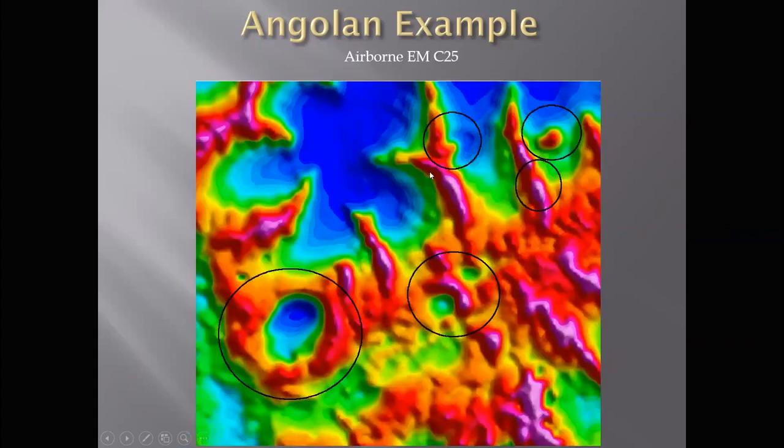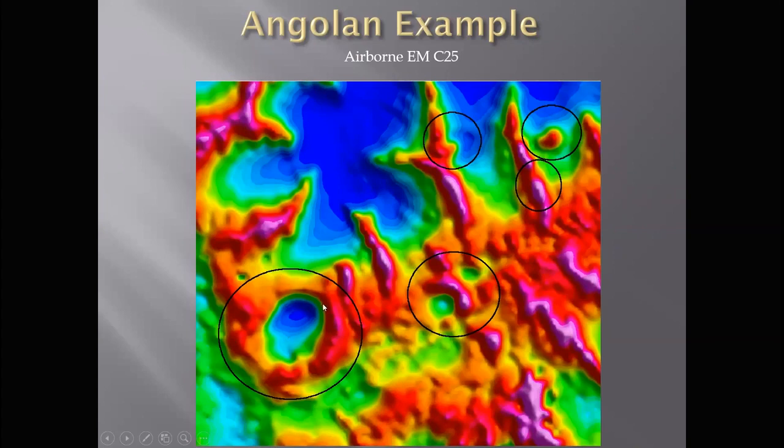If I now fly the EM, and this is channel 25, so it's just one of the time gates, we're picking up the rivers very, very strongly. So all these rivers have clays in them, and essentially what you're looking at here is almost a topographic map, except that some of these bodies have lovely circular features on them.